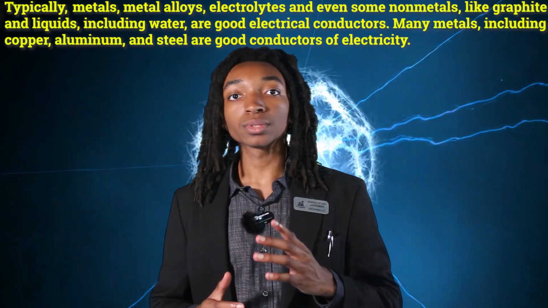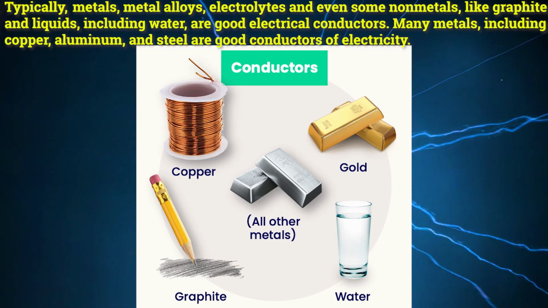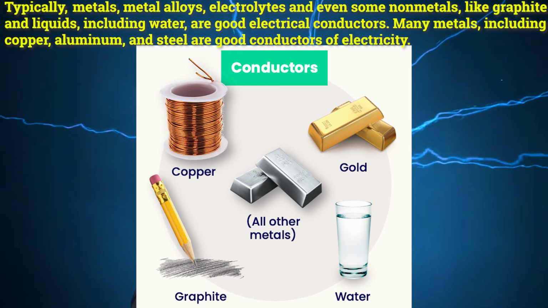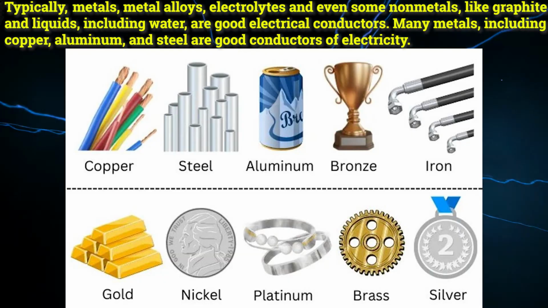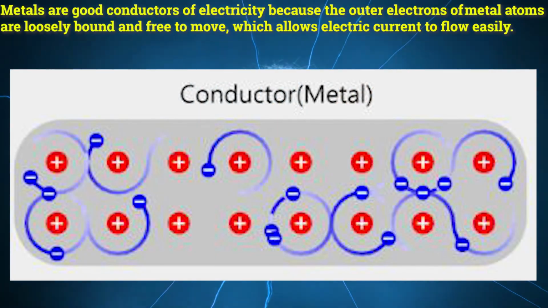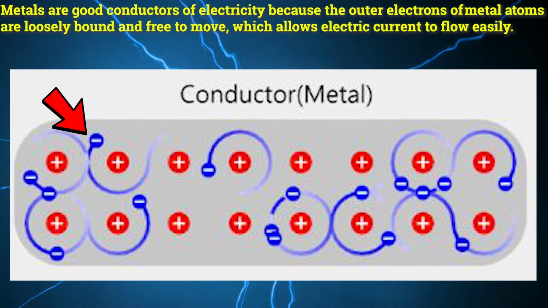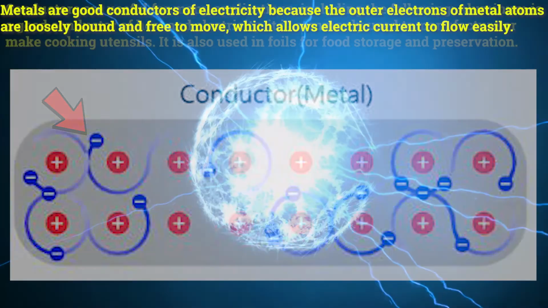Typically, metals, metal alloys, electrolytes, and some non-metals like graphite and liquids, including water, are good electrical conductors. Many metals, including copper, aluminum, and steel, are good conductors of electricity. Metals are good conductors of electricity because the outer electrons of metal atoms are loosely bound and free to move, which allows electric current to flow easily.